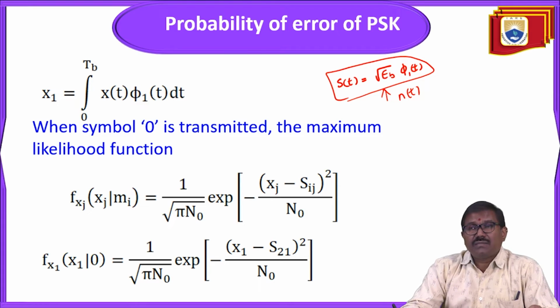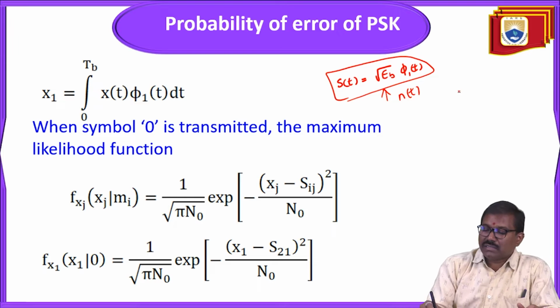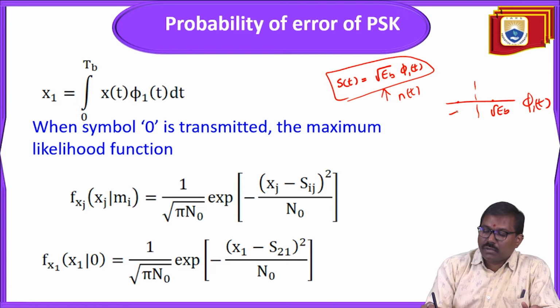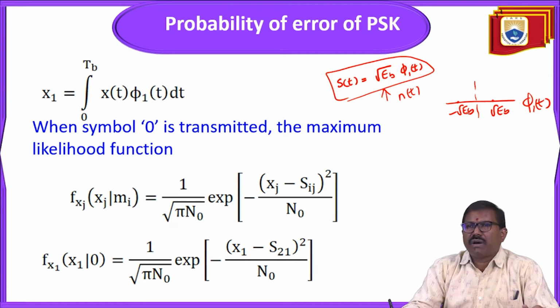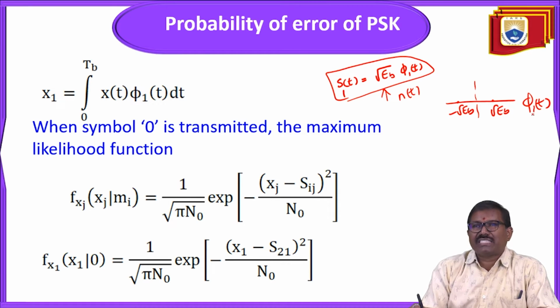Similarly, we have the signal vector in the signal space diagram, or signal constellation diagram. This is my basis function, and these are root Eb and minus root Eb. Symbol 1 is represented by root Eb and symbol 0 is represented by minus root Eb. These are antipodal signals. So s1(t) is root Eb phi1(t), and s2(t) is minus root Eb phi1(t).